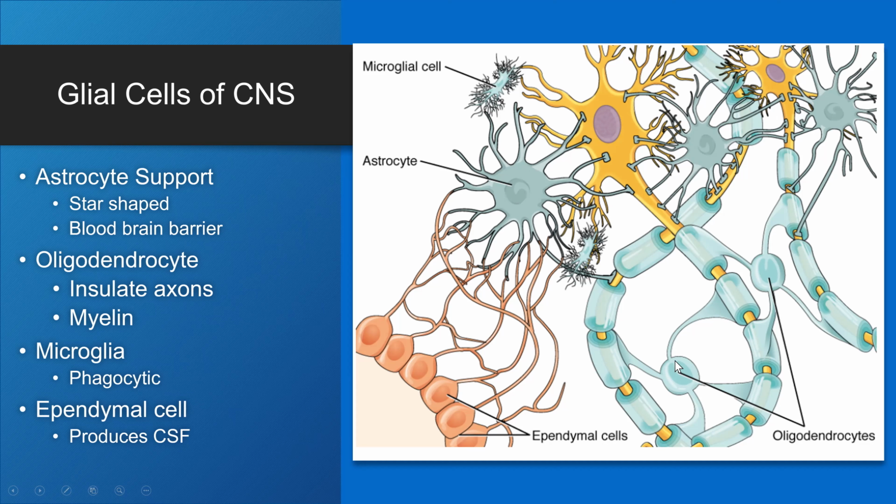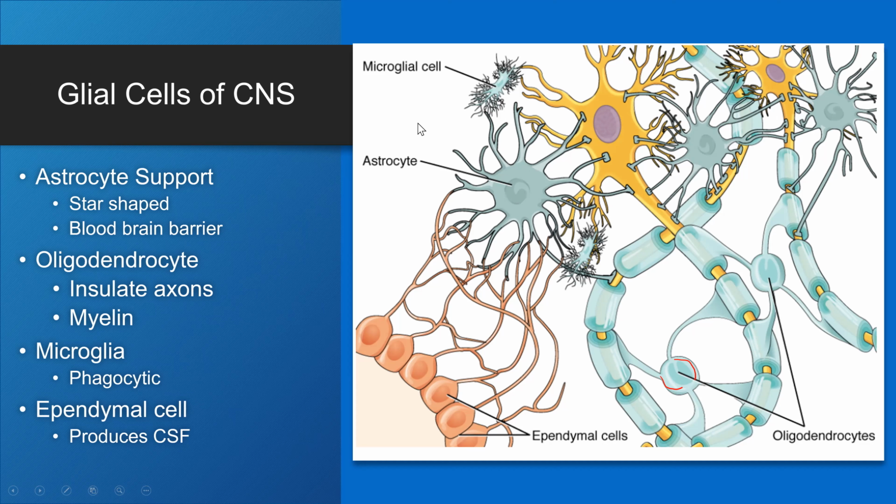Oligodendrocytes are shown over here, right? So here's oligodendrocytes, those cells that secrete myelin and insulate axons. They are also very critical because they speed up the velocity of the conduction, right? So you can see one oligodendrocyte can actually form myelin sheath on multiple axons.